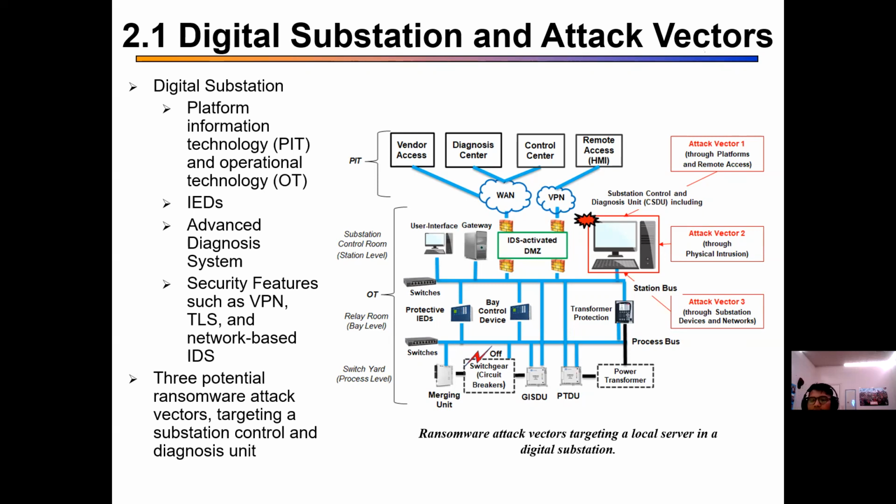The figure that we see has three potential ransomware attack vectors targeting to disrupt a substation control and diagnosis unit operation in a local substation control room. An attacker's goal is to encrypt the CSDU local system. Attack vector 1 is an external network attack path initiated from the platform information technology, the PIT, involving vendor access servers, diagnosis centers, control centers, and other remote access points. Attack vector 2 is a local attack route started from the internal substation operation technology, OT. Attack vector 3 is a physical intrusion. An intrusion detection system activated DMZ is established between the PIT and the OT networks. The IDS implements deep packet inspection and ransomware detection programs against all incoming ransomwares from the PIT network.